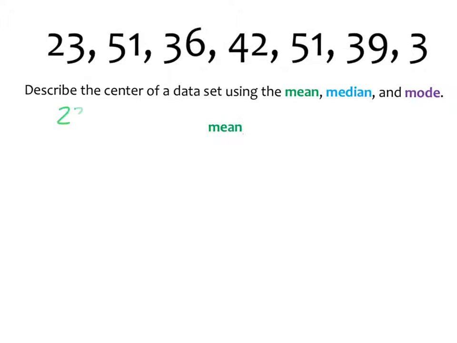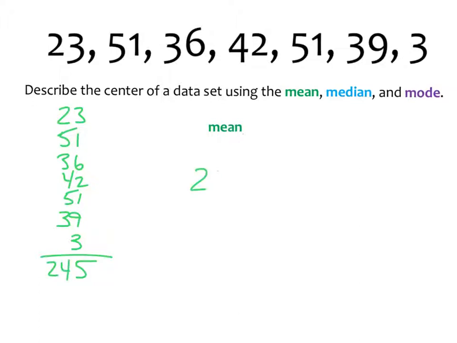We find the mean by adding all of the values in the set to find a sum total of all of the values. And when we do that, we get 245. 245 is not the mean. That was just step 1.